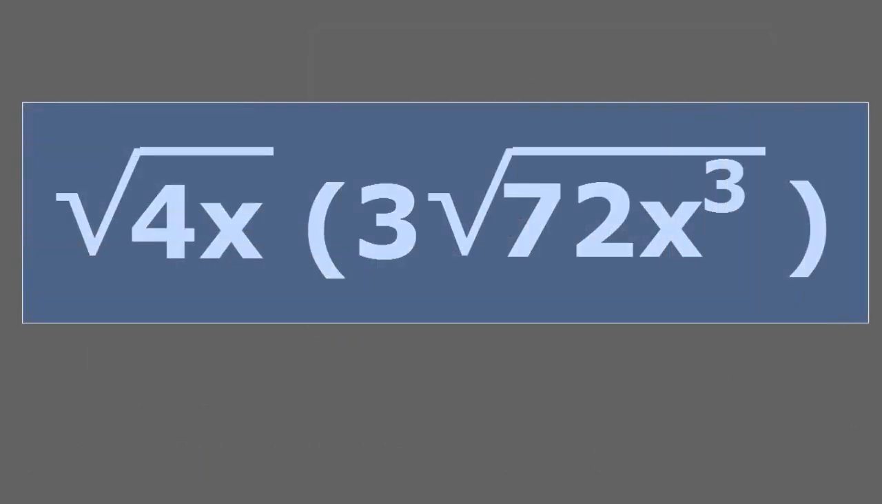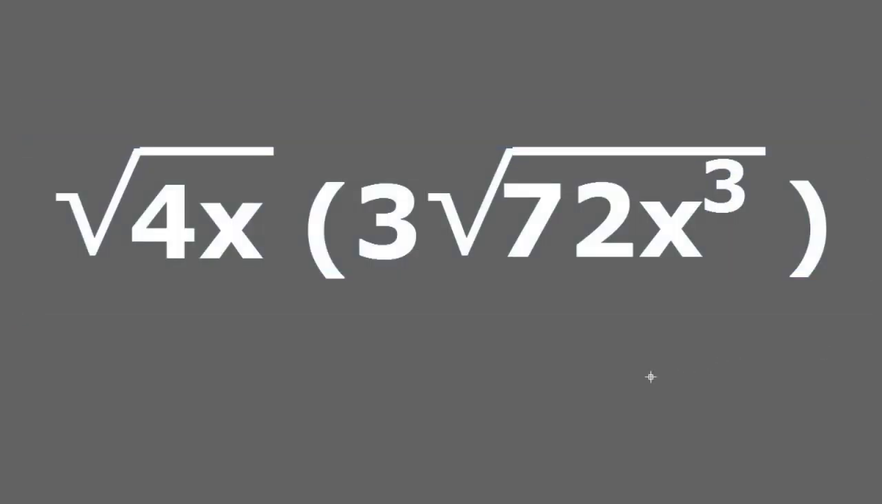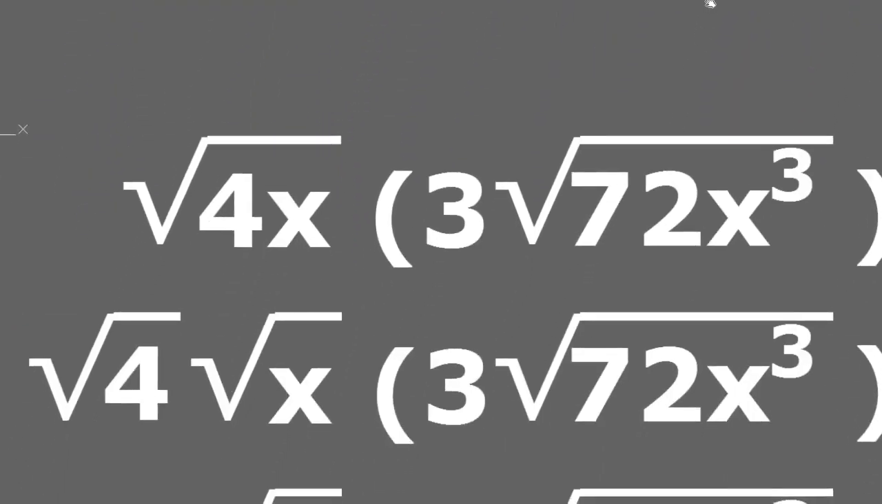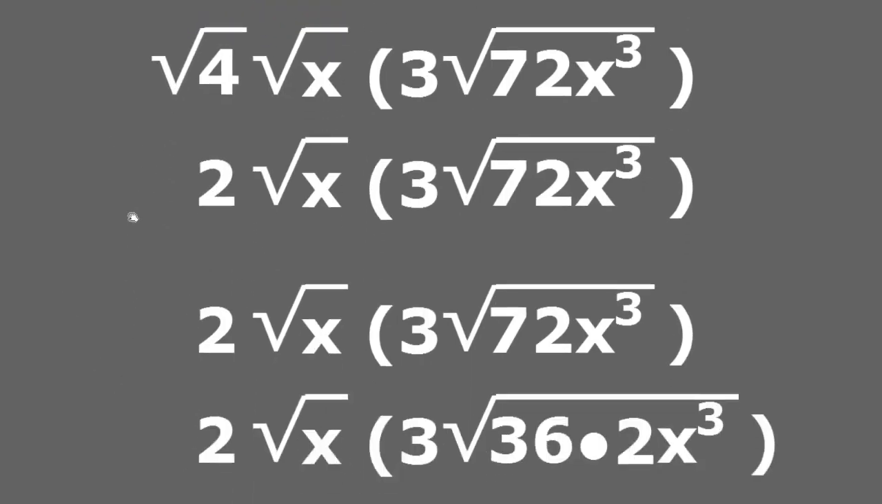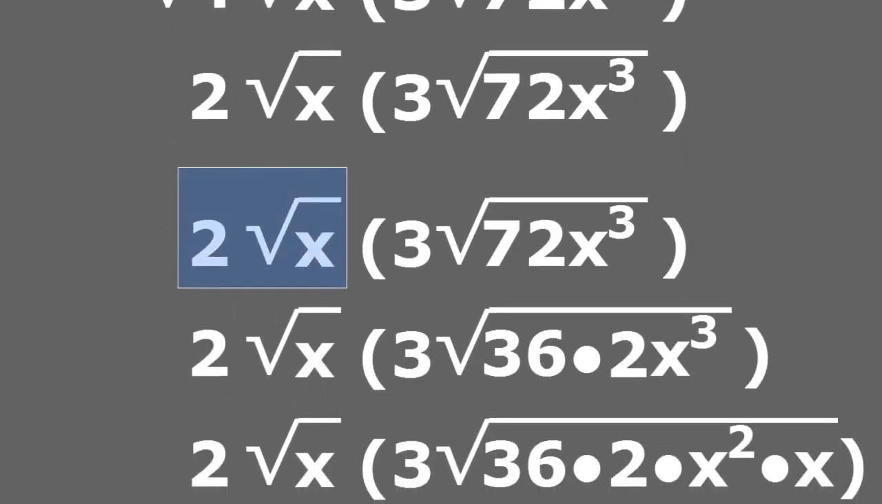Well, we start with this expression. The first thing that I'm going to do is separate the square root of 4x into the square root of 4 multiplied by the square root of x. That's a property of the roots that I can use. When two numbers are being multiplied in the radicand, inside of the radical sign, I can change that into the multiplication of one number times the multiplication of the other. Now the square root of 4 is 2. So this term gets simplified into 2 multiplied by the square root of x.